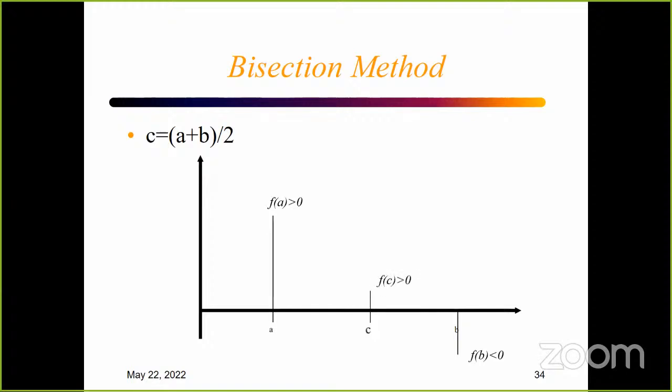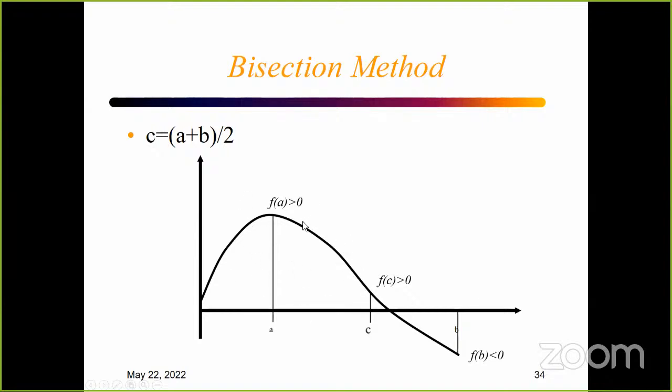F of C is greater than 0. If that is the case, this is how the function looks. First we should draw the line. This solid line is the function. Let us choose some value A, wherever. This is the lower limit. Estimate the value of the function at A, it need not be at the peak. If it is greater than 0, it lies somewhere here.